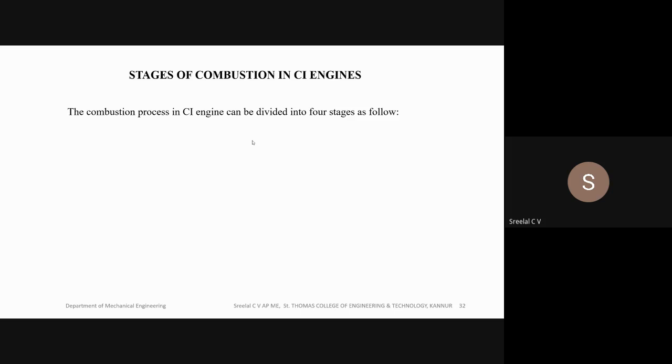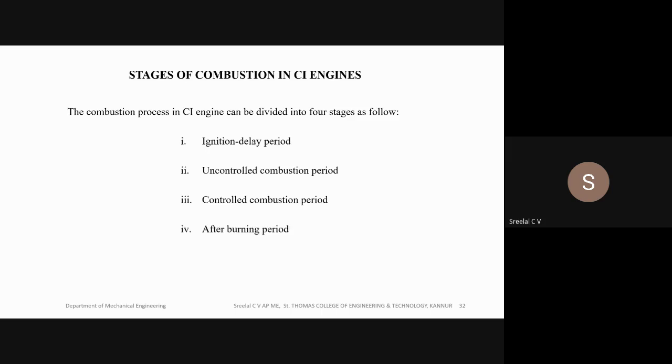Okay, so we are going to discuss the four stages of combustion in CI engine. The first one is the ignition delay period. The second is the uncontrolled combustion period. The third one is the controlled combustion period. And the fourth one was what? The after-burning period.